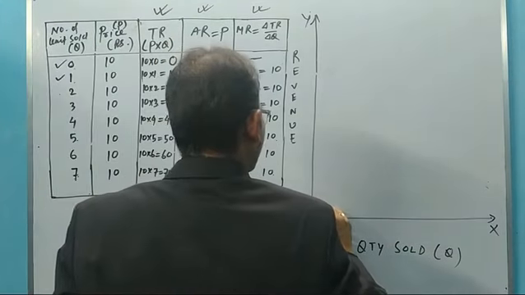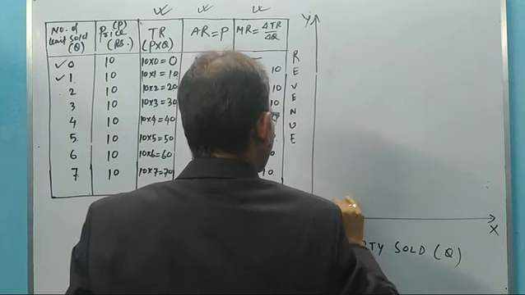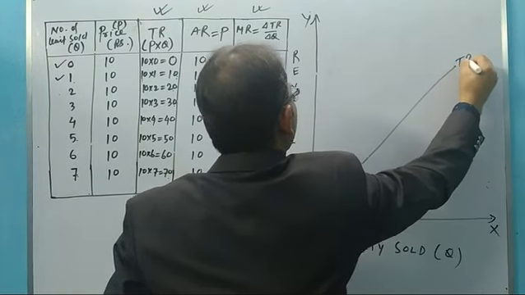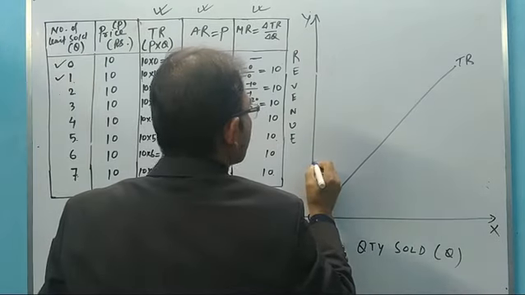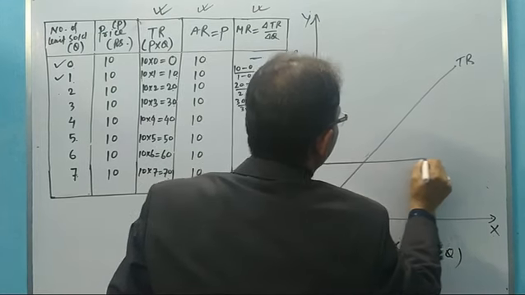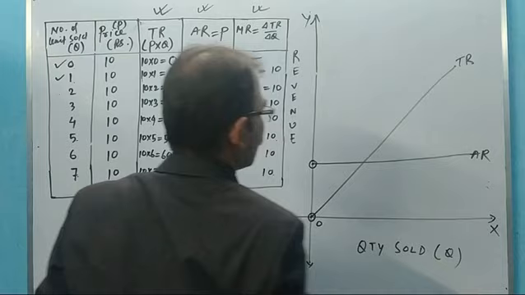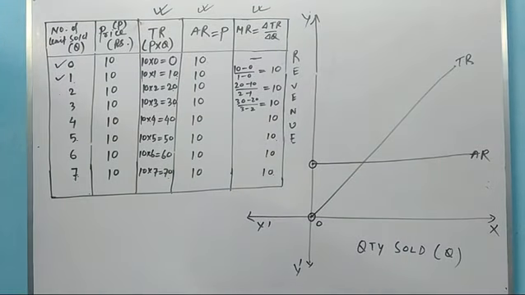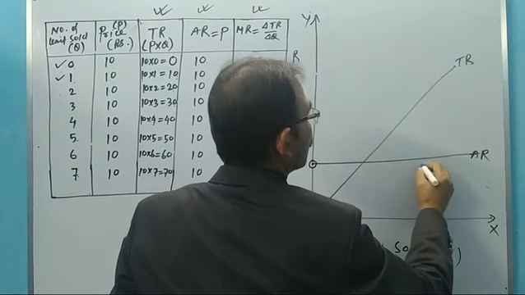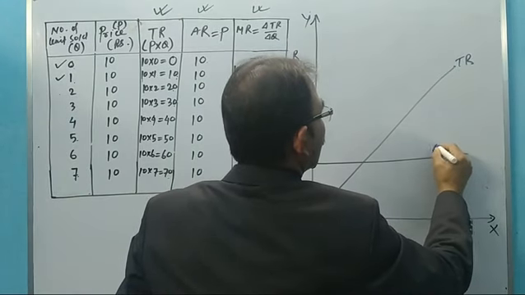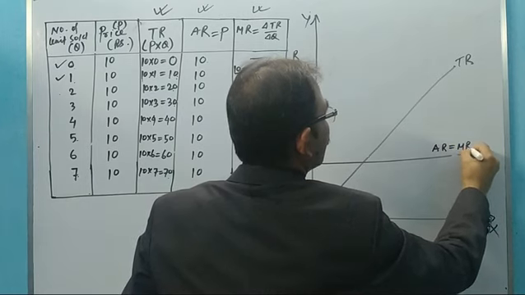Okay. So now if I draw the curves here, we know that the TR curve starts from the origin and will be upward moving. And the AR curve starts from the vertical axis and will be parallel to the horizontal axis XOX dash. And again, if you look, the marginal revenue curve is also parallel to the horizontal axis. That is why we can say that AR is equal to MR.